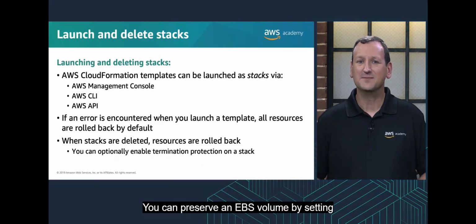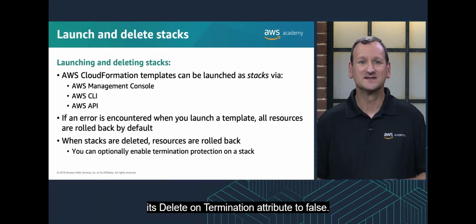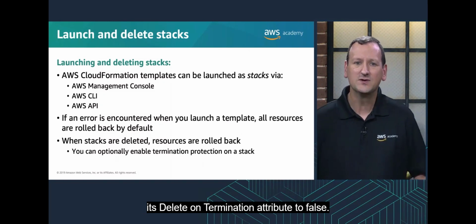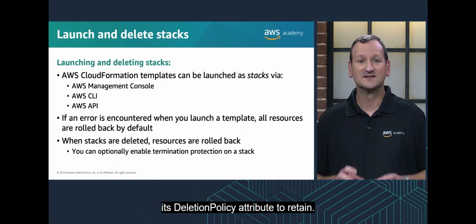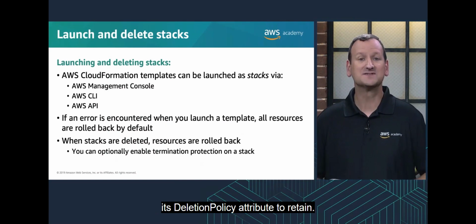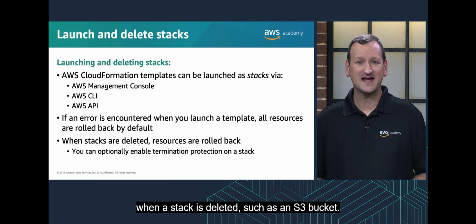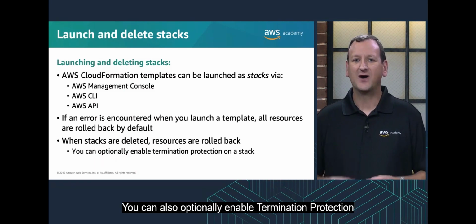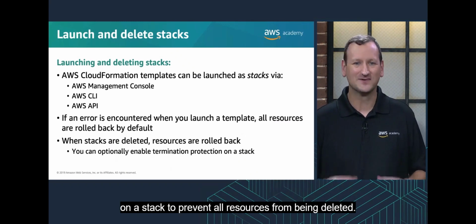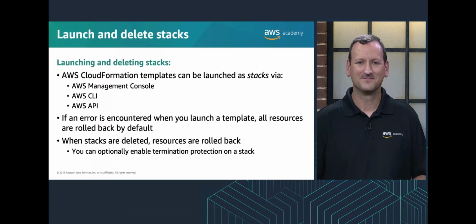You can preserve an EBS volume by setting its delete on termination attribute to false. You can preserve a resource by setting its deletion policy attribute to retain. Some resources might not be deleted when a stack is deleted, such as an S3 bucket. You can also optionally enable termination protection on a stack to prevent all resources from being deleted.